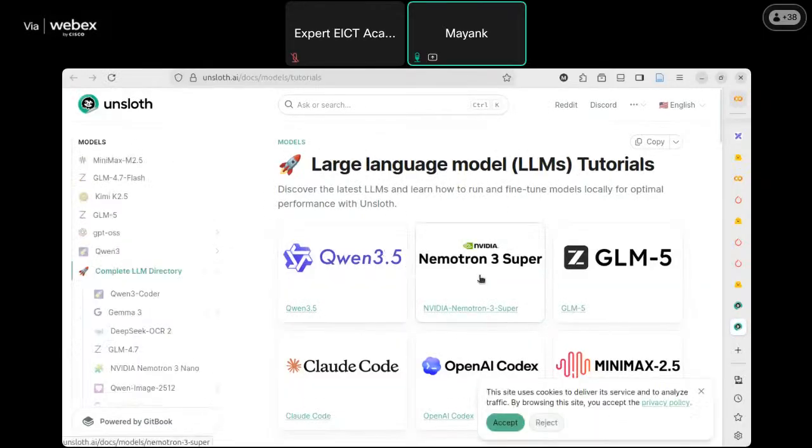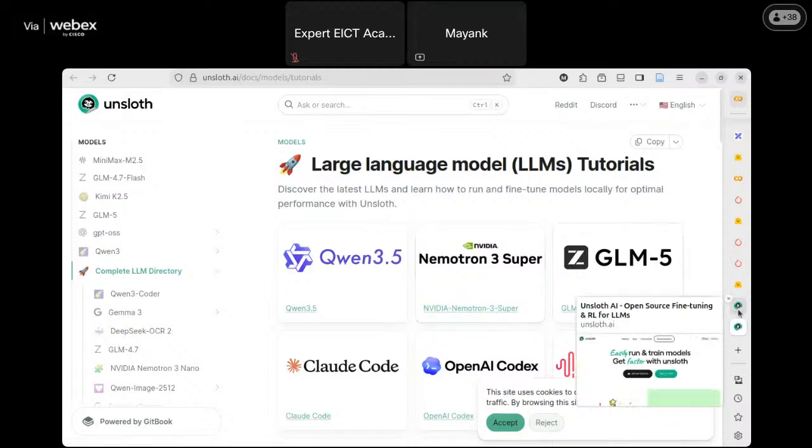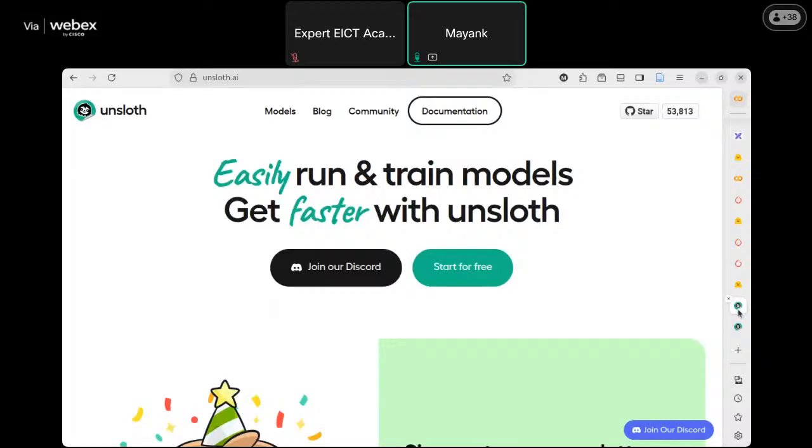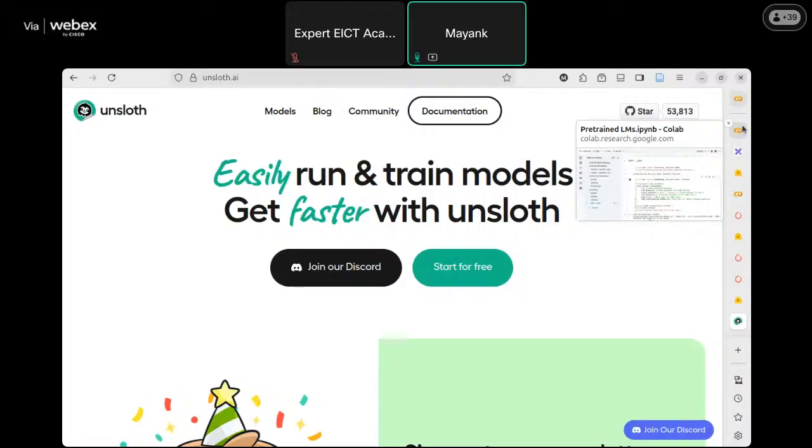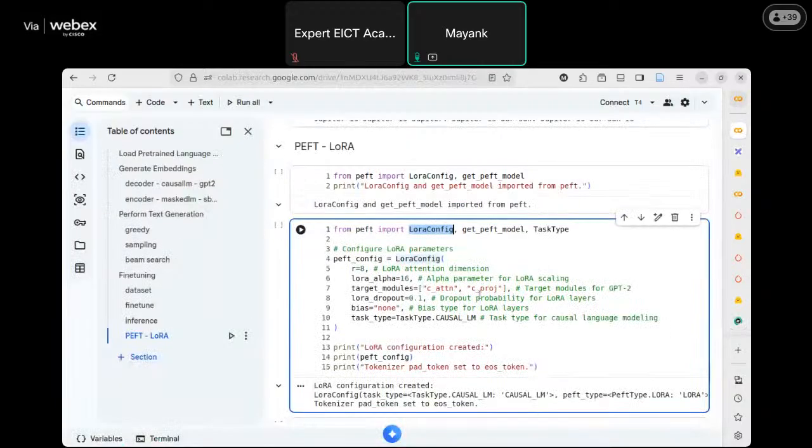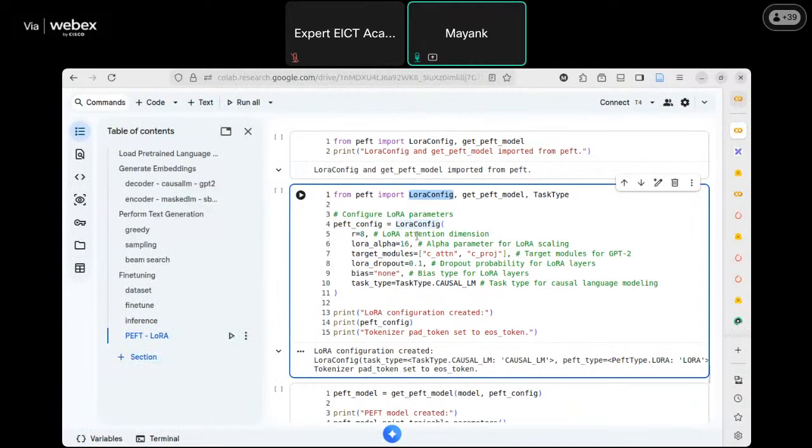See, these models were released yesterday, and today they have a guide on how to fine tune this particular model. Unsloth is very good for inference as well as fine tuning on local hardware, on consumer grade hardware. So this is one important resource for you. Okay, coming back to PEFT.